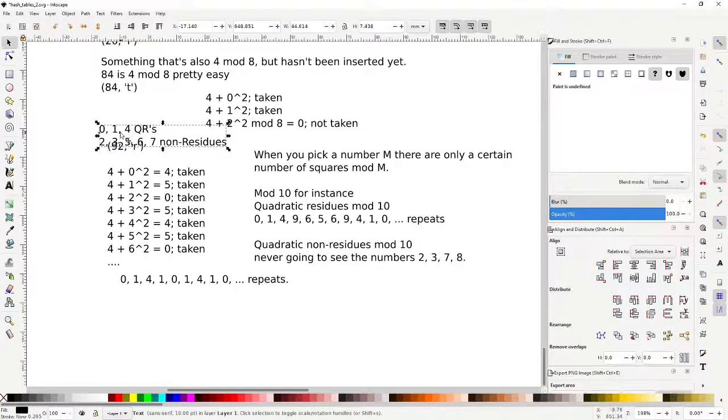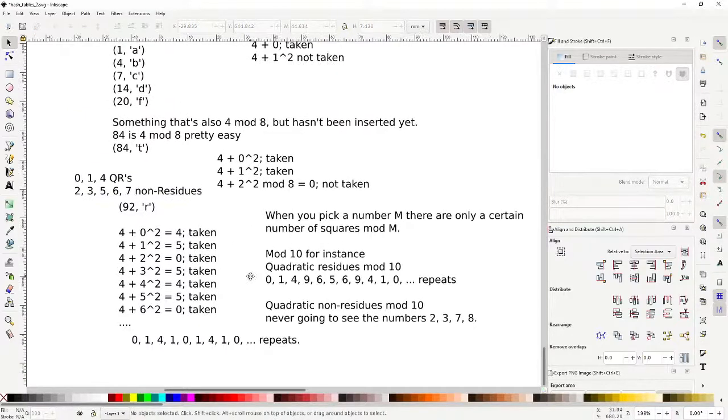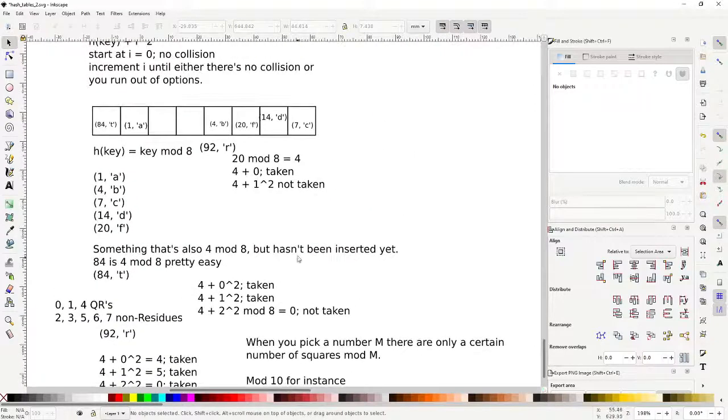So basically, quadratic probing on this value is going to produce almost no good values with a hash table of size 8. With a hash table of size 10, at least it produces about half of them are quadratic residues and the other half aren't. I guess actually 6 out of 10 and 4 out of 10, something like that. But the point is that that's how quadratic probing works.